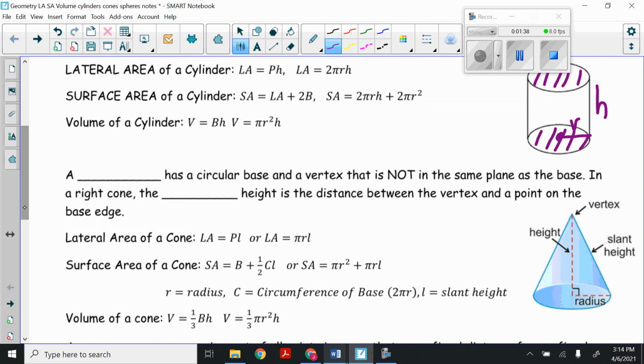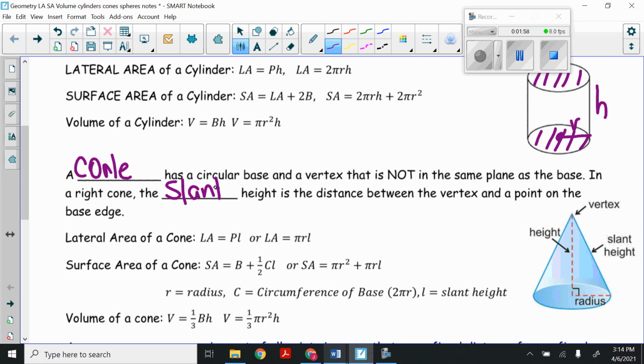So now we're going to talk about a cone. A cone has a circular base and a vertex that is not in the same plane as the base. In a right cone, the slant height is the distance between the vertex and a point on the base edge.